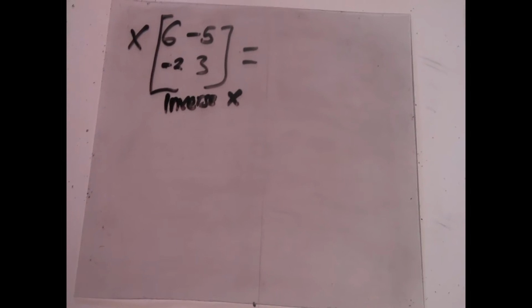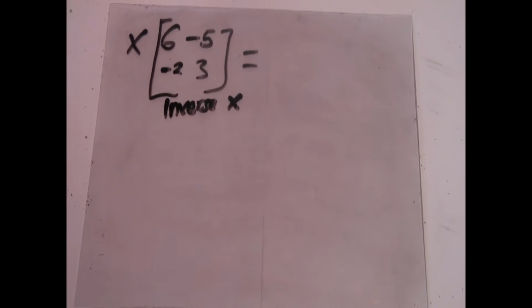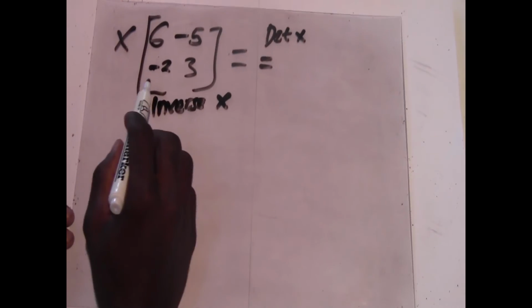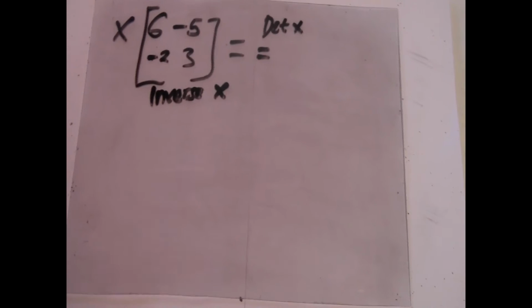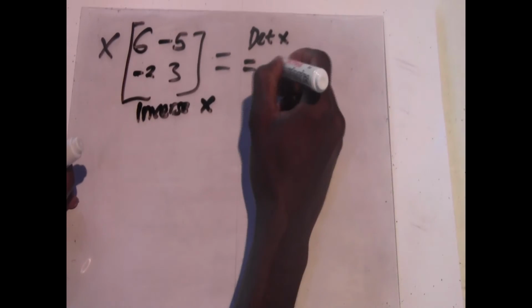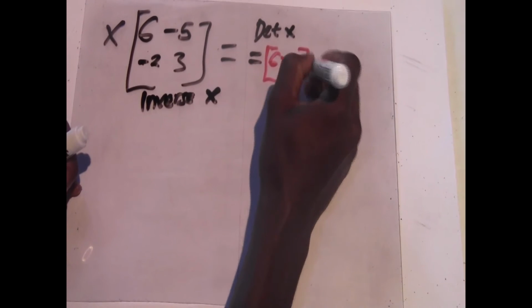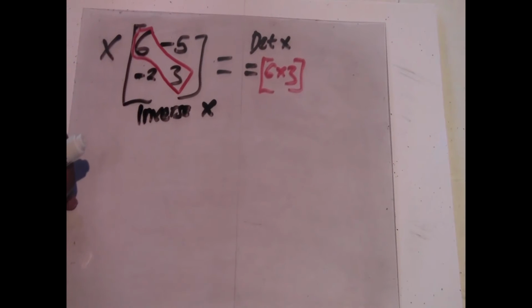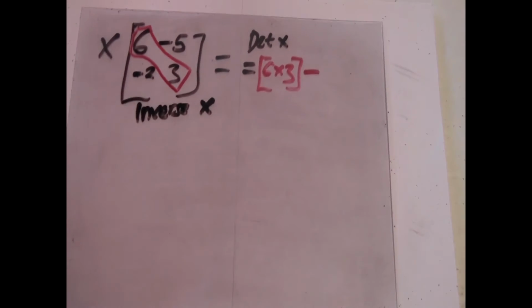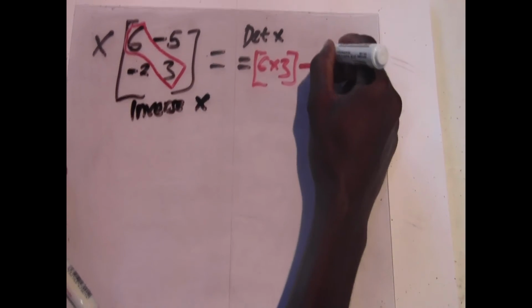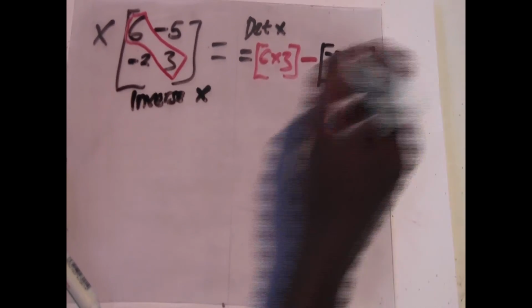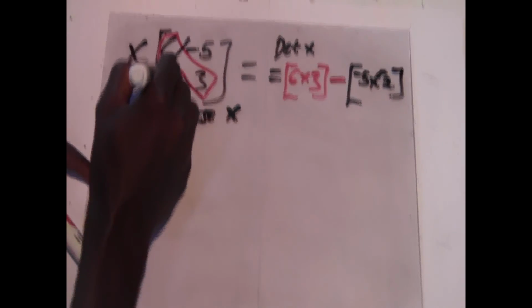The first thing you have to do here is find the determinant of this matrix. The determinant of X you're going to get by the product of the leading diagonal. Our leading diagonal is 6 times 3, subtracted by our secondary diagonal. Our secondary diagonal is -5 multiplied by -2. Are you together? This is our secondary diagonal.